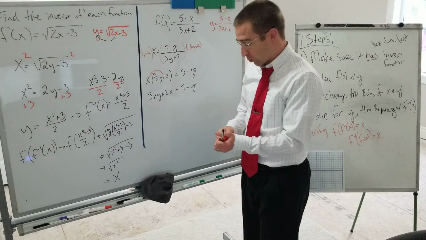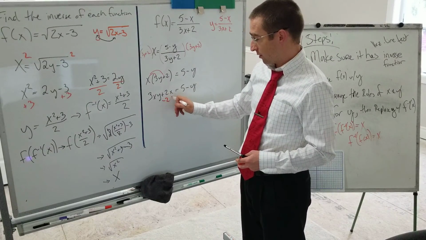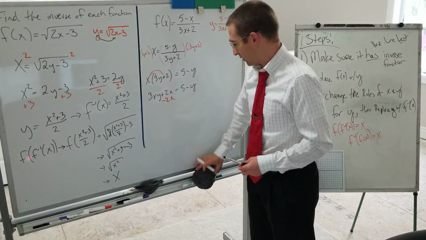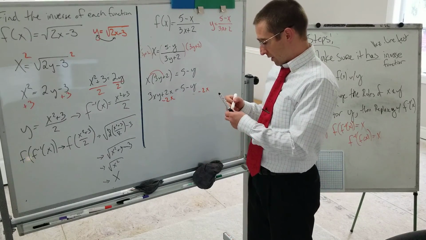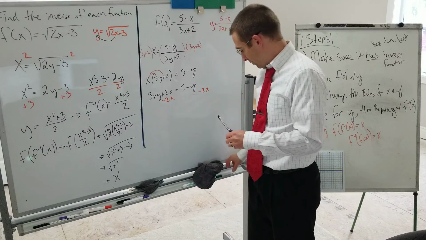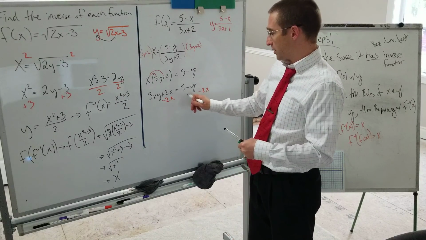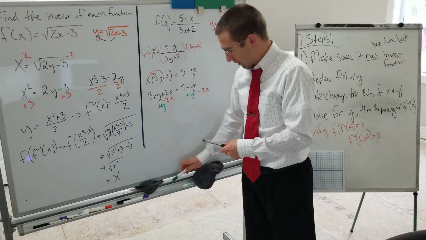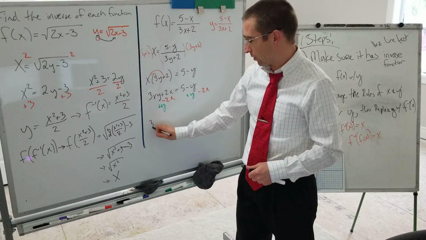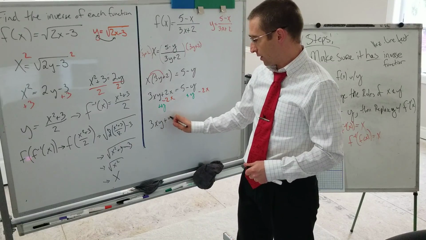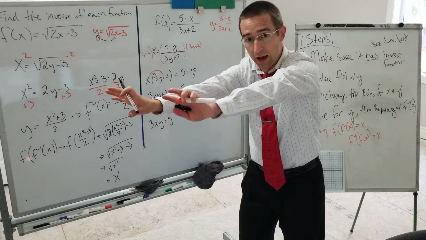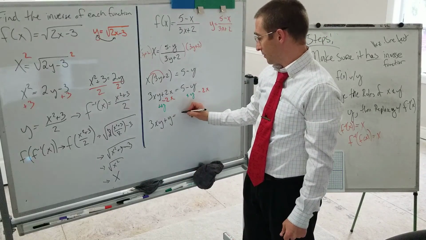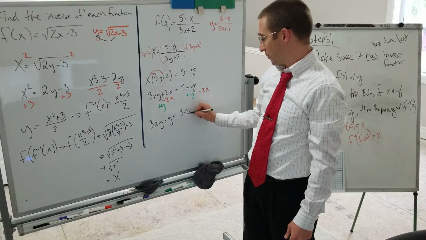So basically I'm going to subtract 2x on each side, and I'm going to add y. This way my y's are on the same side. So here I get 3xy plus y. All my y's are now on the left, and they're not in the denominator, equals 5 minus 2x.